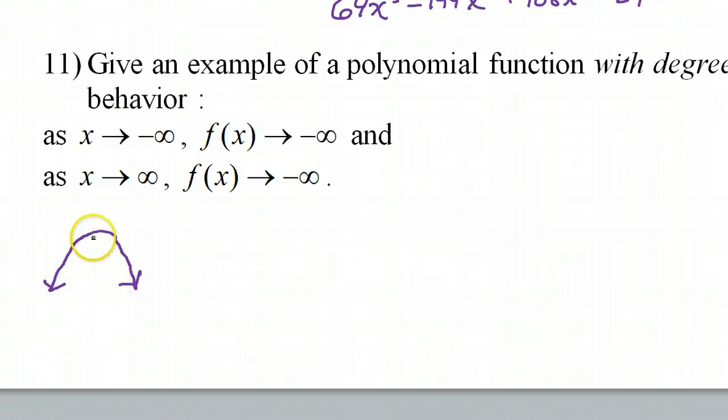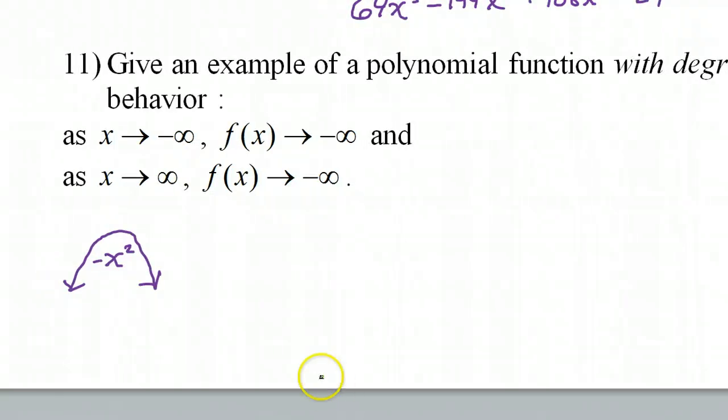Obviously this graph would be like a negative x squared, but we're just focusing on the end behavior. So give an example of a polynomial function. Now, I'm not talking about a sketch, all right? I'm talking about an equation. So we need something with this kind of end behavior.